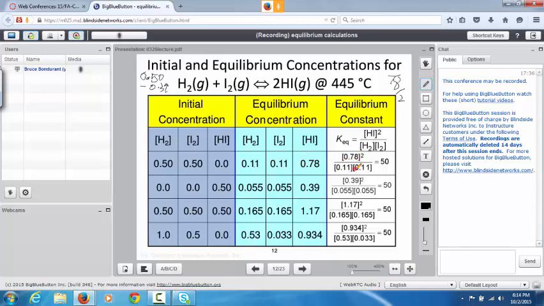0.78 squared over 0.11 times 0.11 is going to equal 50. Now suppose you started with all HI and it went backwards. It doesn't matter. At equilibrium, the equilibrium constant will be the same regardless of your initial concentrations.